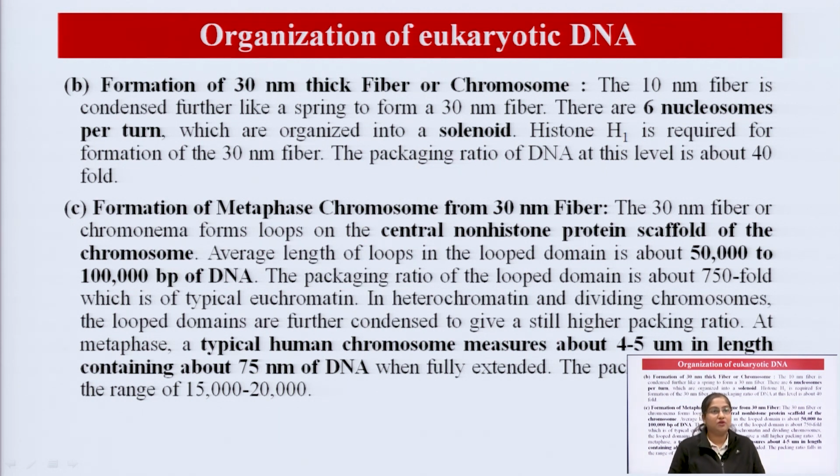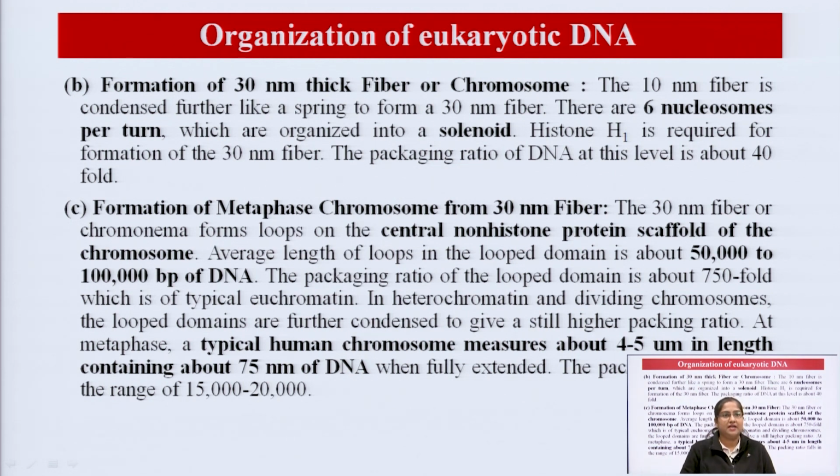Now, the formation of metaphase chromosome from 30 nanometer fiber. The 30 nanometer fiber, or chromonema, forms loops on the central non-histone protein scaffold of the chromosomes. The average length of a loop in the looped domain is about 50,000 to 1 lakh base pairs of DNA.